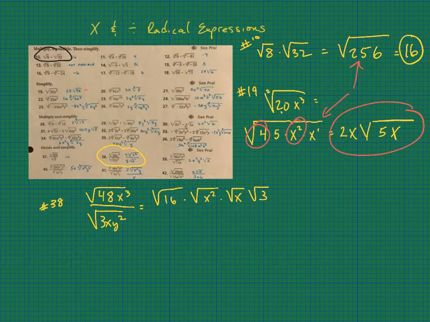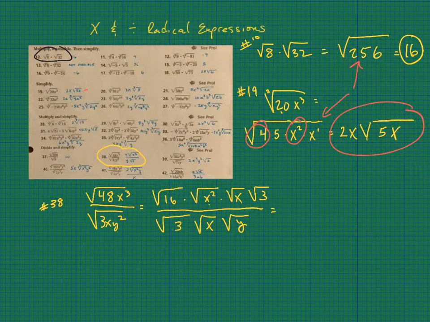Again, I broke 48 up into its largest perfect square, which is 16, and then 16 times 3 is going to give me that 48. Of course, I also broke up my x squared, leaving behind 1x. This is going to give me the square root of 3, the square root of x, and then the square root of y. I like to break it up into my prime factors like that, so I can just go ahead and cancel things out and get rid of them.